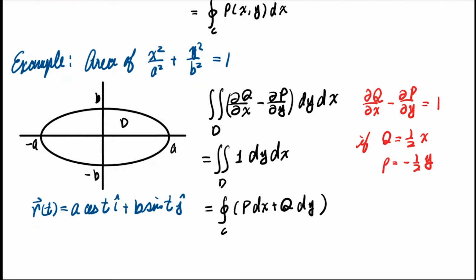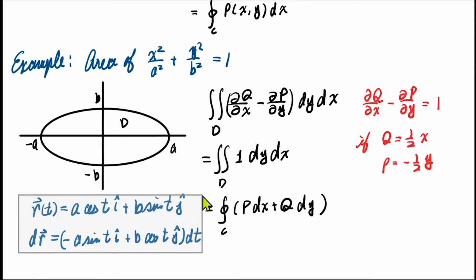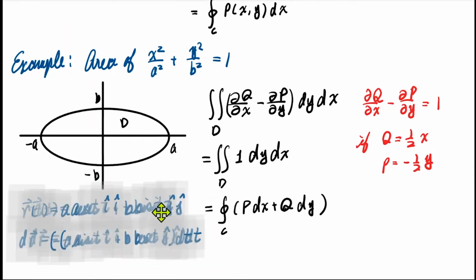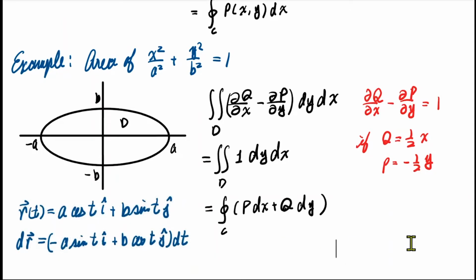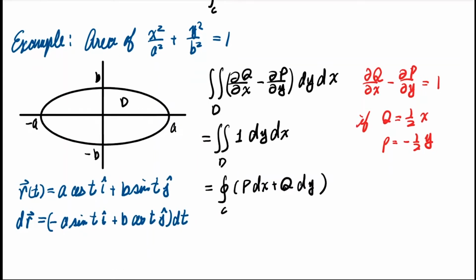Then my dr, in order to differentiate this, I'm going to have negative a sine t i vector plus b cosine t j vector times dt. I'm going to push that to the side a little bit because it's going to overlap with my integral. So let's actually integrate it, shall we?